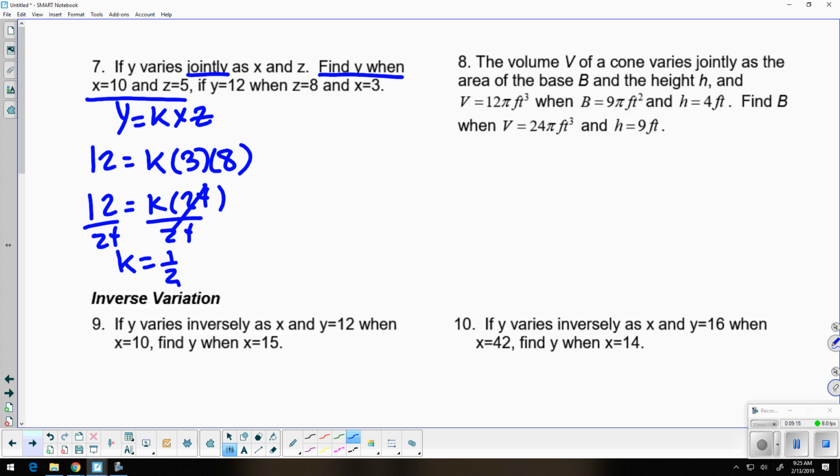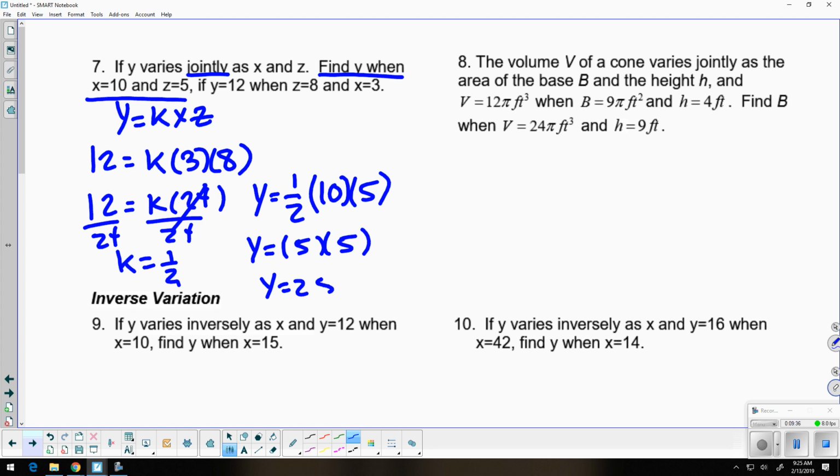Now plug it all back in. Again, we're finding y when x is 10 and z is 5. So plugging this all back in to y equals kxz, you'd have y equals 1/2, x this time is 10, and then z is 5. Y is going to equal, well, half of 10, that is 5. And then 5 times 5, you should get 25 for your y.